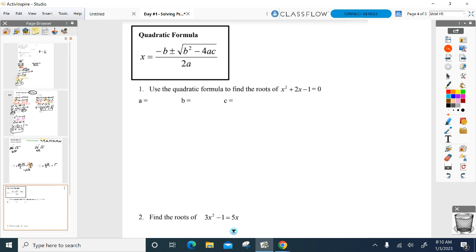Let's stop right here. We got a new vocabulary term there. Roots. Guys, that's the same as the solutions. All right. Roots, solutions, same meaning. Find x.